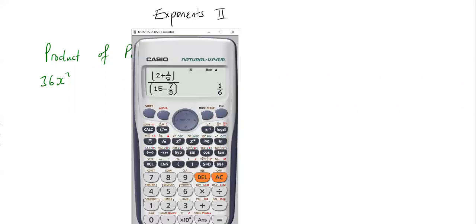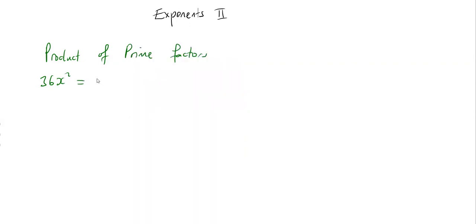We punch into our calculator 36 equals, then shift fact, and it's going to give you 2 to the power of 2 times 3 to the power of 2. So always you have to express a value as a product of its prime factors, okay? For example, you can be given 72x cubed times 81, maybe, x to the power of 4.